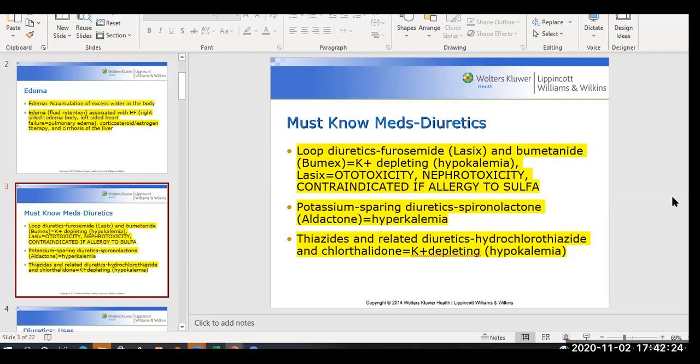And then your third subclassification here are your thiazides, and really the two that you need to be able to recognize, hydrochlorothiazide and chlorthalidone. And they, just like the loops, are potassium depleting, okay? And when it comes to diuretics, that's it. That's what you need to know. That one page with that information is what you need to know, because if you know that, then you will be able to answer any question, right? So you understand that's the way this goes.